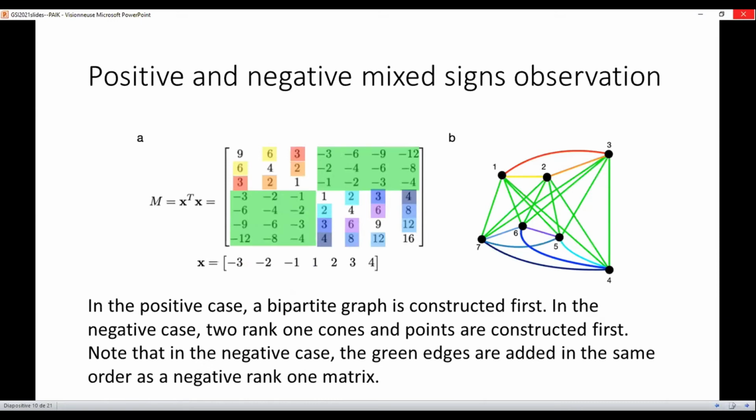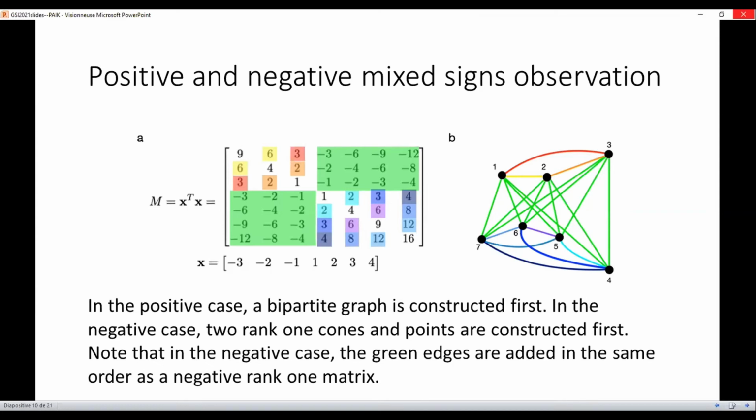Okay, so we're going to take this mixed signs vector. Again, we can just linearly order them. Now it's going to create a matrix. We generate a matrix, and it has this block structure where there's a negative part and positive parts. So in the positive case, we're adding edges from lowest weight to highest weight. So we're going to add these negative parts first. But this is essentially going to correspond to a bipartite graph.